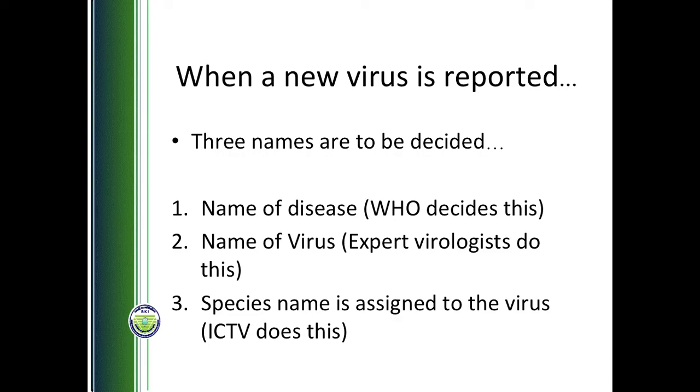The species is a member of a larger group, what we call a genus. The genus is a member of a family. Then the family is a member of an order. So this entire hierarchy is to be determined, and the individual virus, what we call the strain, has to be placed at a certain species level, and this species name is decided by a committee, what we call the ICTV.